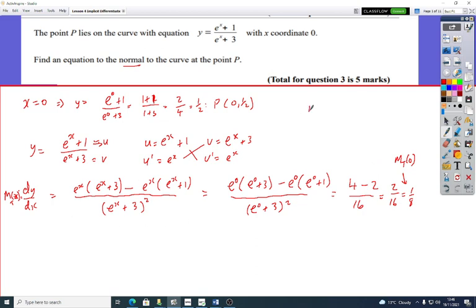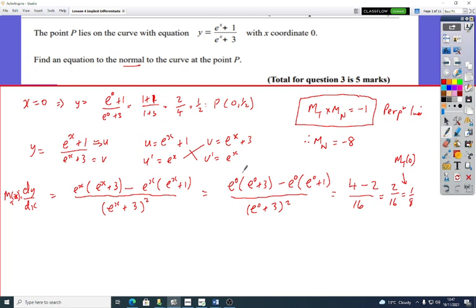You should know that gradient of the tangent times gradient of the normal is equal to -1 when they are perpendicular. Now state that in the exam, because you get a mark for it. So these are perpendicular lines, okay? So you get a mark for stating that. So we've got that, and then you can say, therefore, the gradient of the normal, when that is an eighth, is just going to be -8.